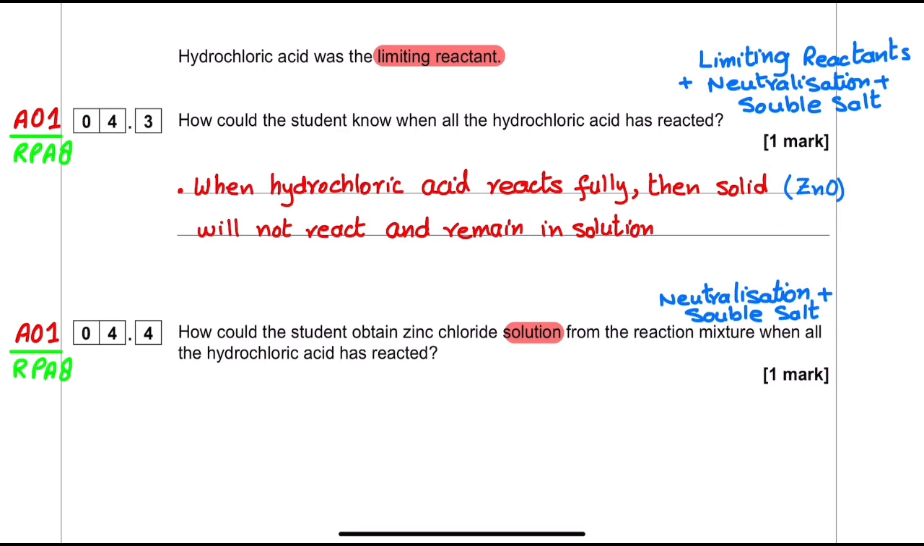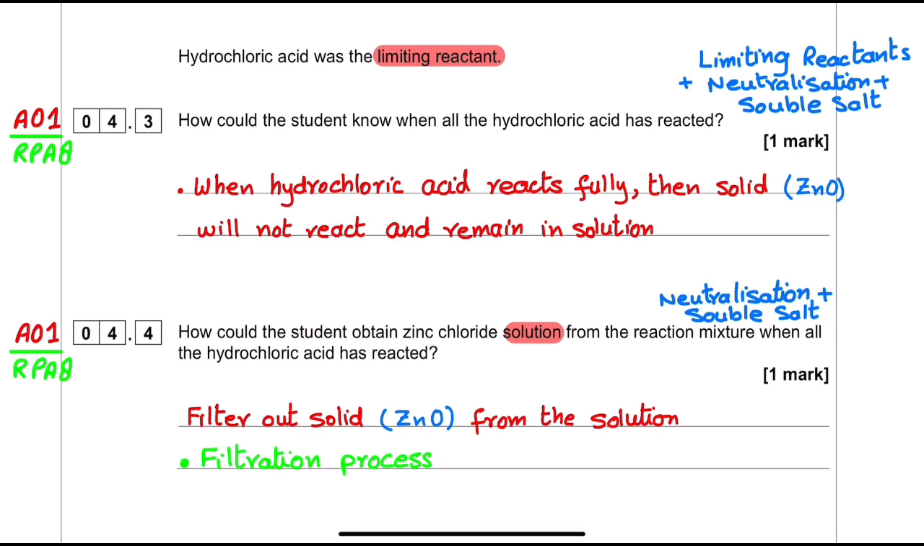Let's see the model answer. The model answer is: filter out the solid zinc oxide which is unreacted or left behind in the solution because all the hydrochloric acid has reacted with zinc oxide, or the students can write the filtration process can be used to remove zinc oxide from the solution.